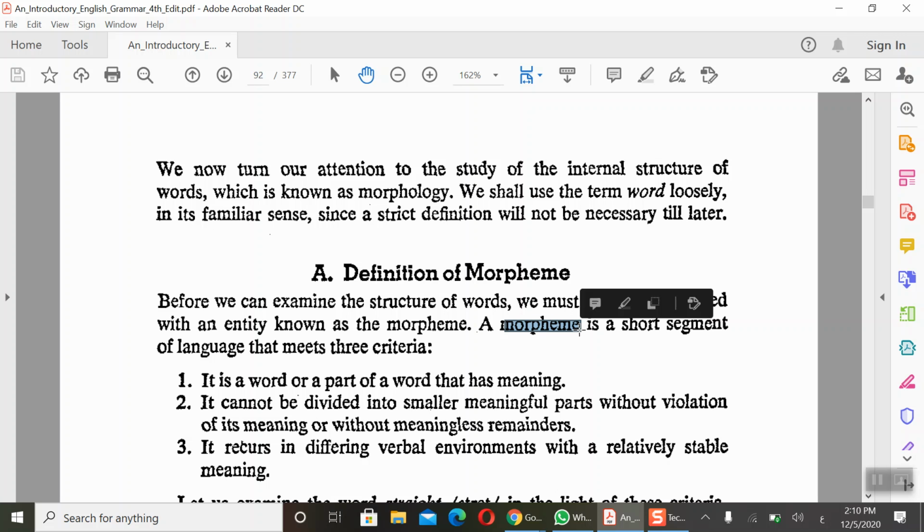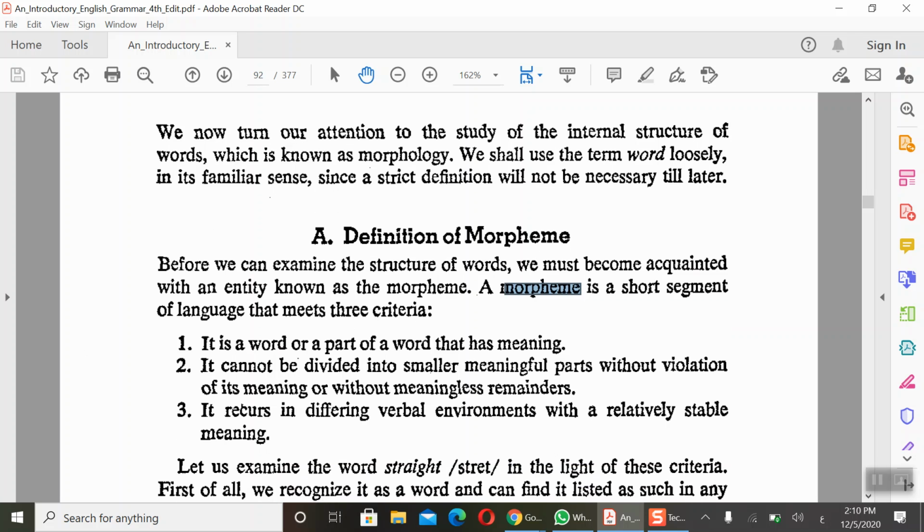What is a morpheme? A morpheme is a short segment of a language that meets 3 criteria. ثلاث معايير. There are 3 criteria for a morpheme. In order to say that this word is a morpheme, there should be 3 criteria. These are very, very important.